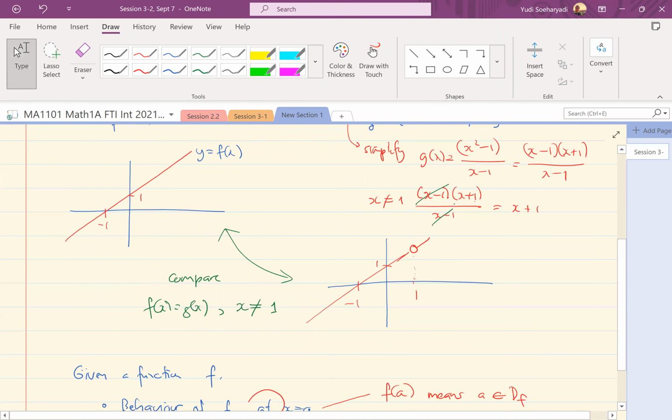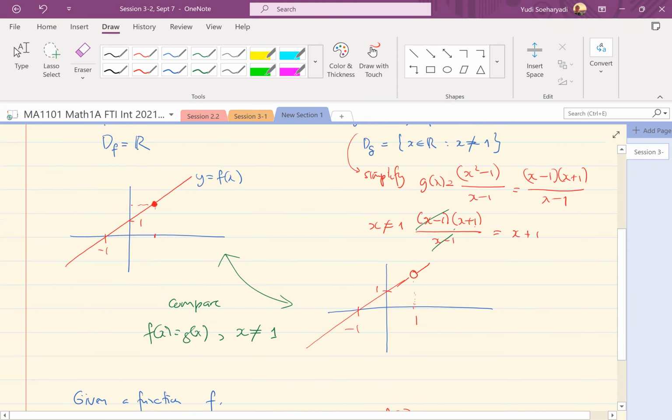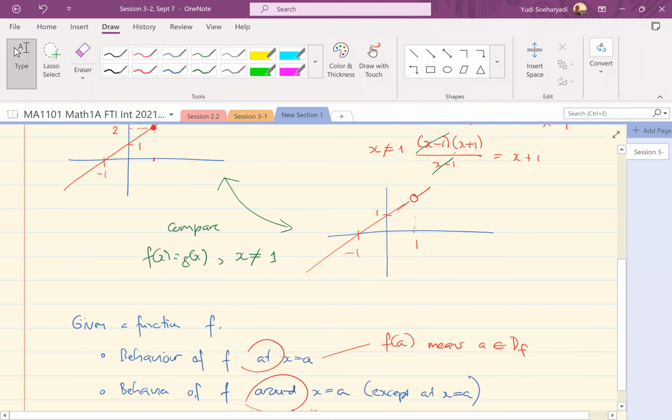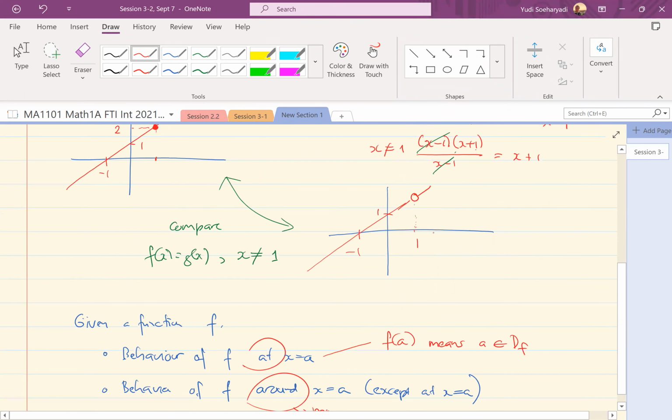So if I point at this one, behavior of f at 1 is this one. The value is just, let's see, it's x plus 1. This is 2. Okay. But you see, what about behavior of g around 1? So you cannot say behavior of g at 1 because this is not defined.